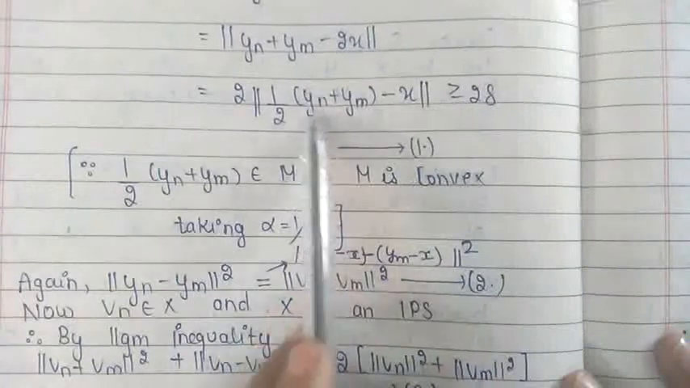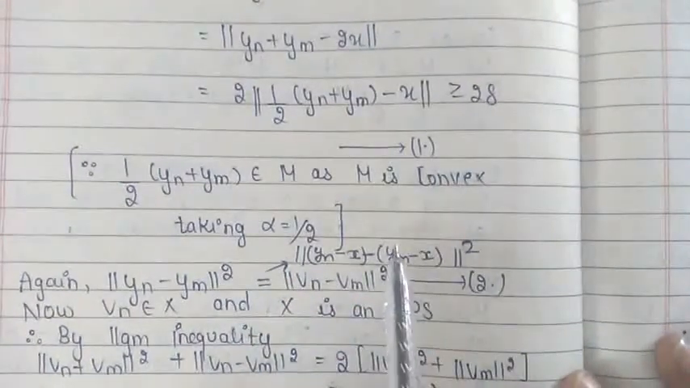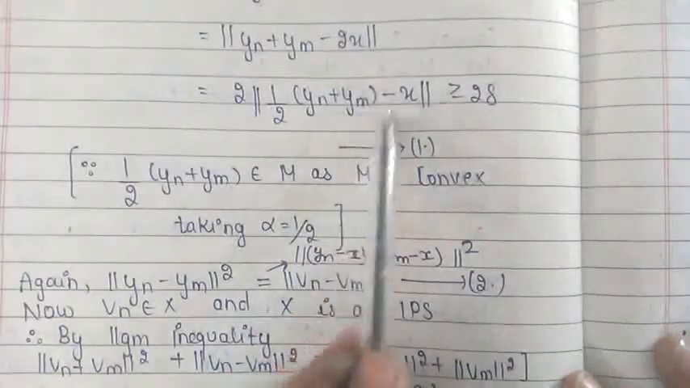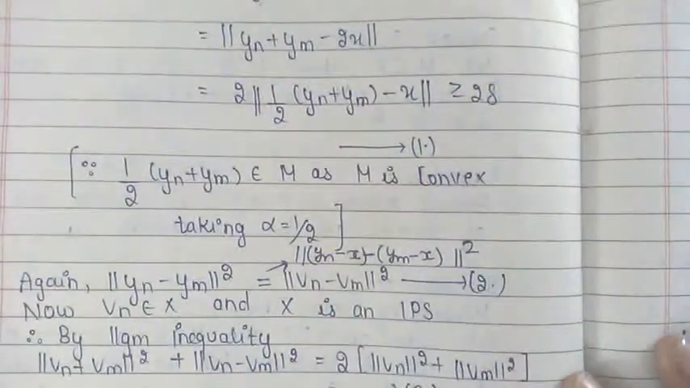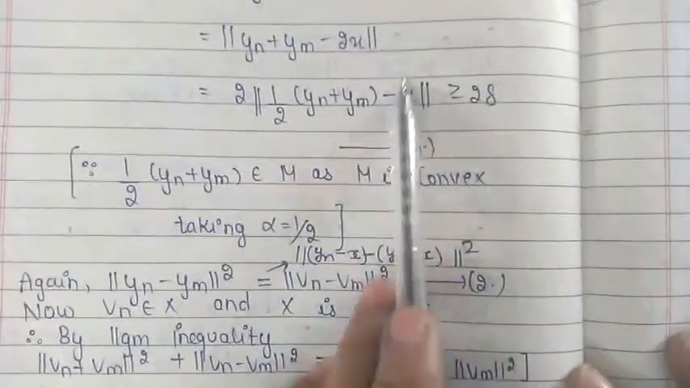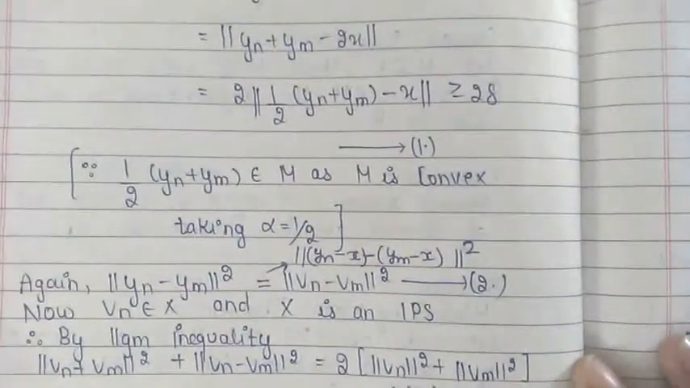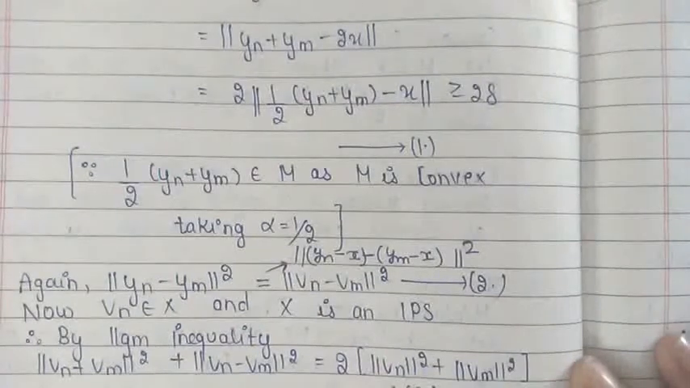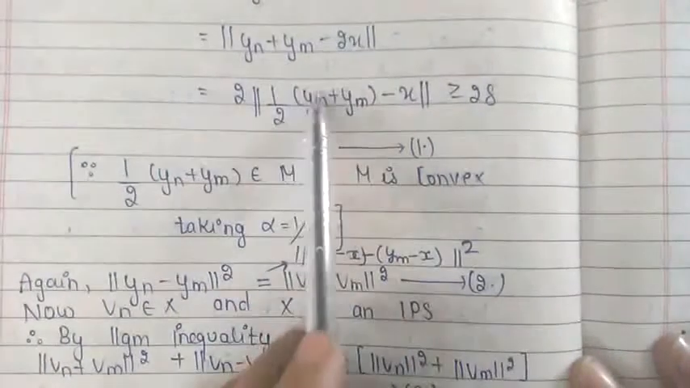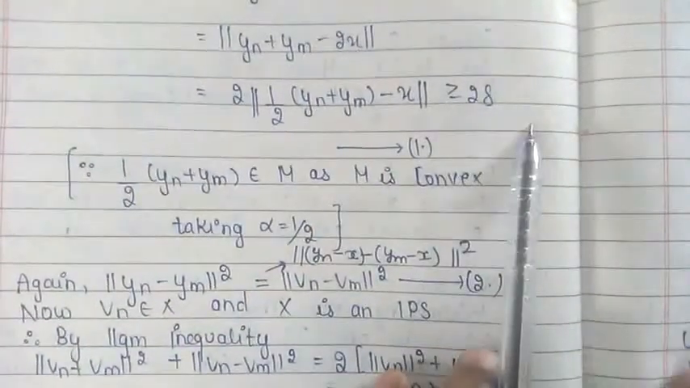Now because yn and ym belong to the set M and M is convex, the line segment joining yn and ym also lies in M. We know that the distance of all the elements of M from x has the infimum value delta. Because delta is the infimum of all such distances, this will be greater than or equal to delta. So therefore this quantity is greater than or equal to 2 delta.